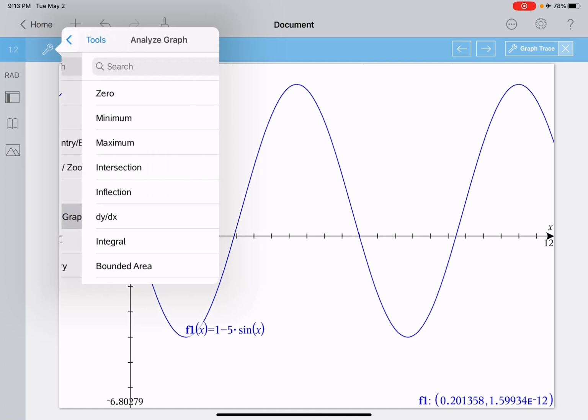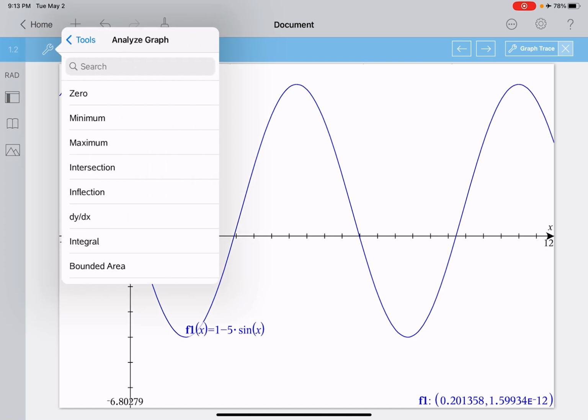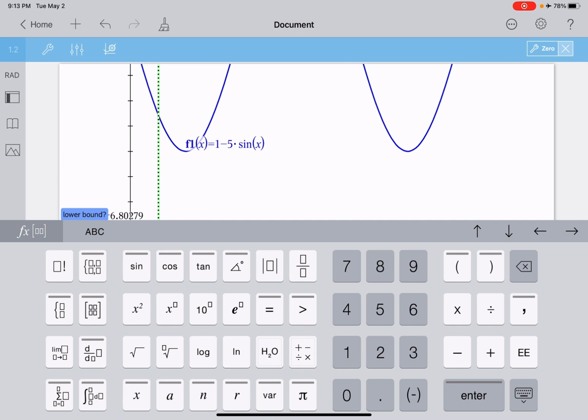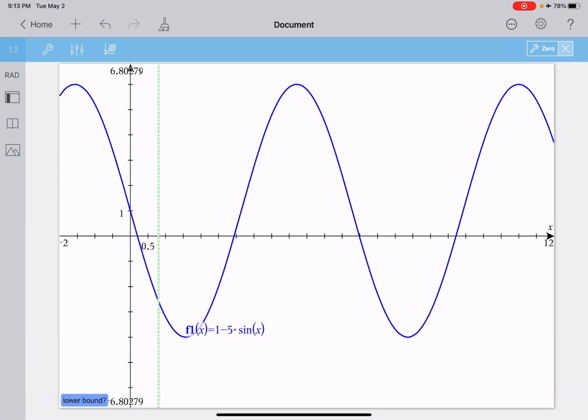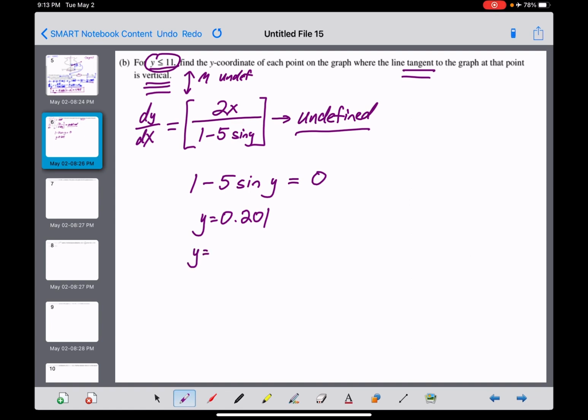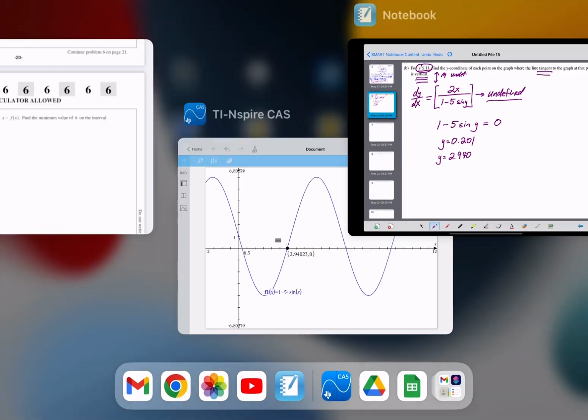Maybe the trace isn't working as well as I want it to, so maybe I should go back to Analyze Graph and try to find a zero of this function. I'm looking at my second intercept now, so my lower bound might be right here, my upper bound might be right over there. Okay, 2.940 looks like a second solution. Y equals 2.940.